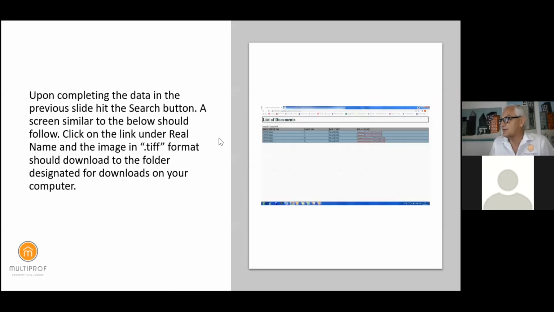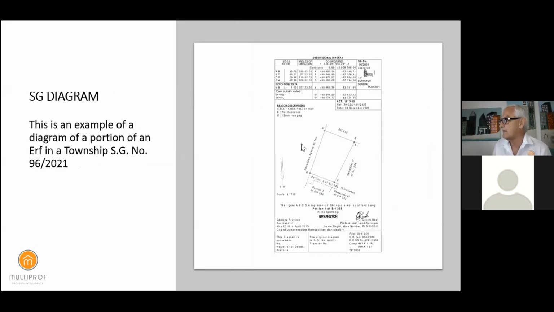And then it will come on completing the data in the previous slide. If you do the search button, a screen similar to below would follow, and then you can see which of these are applicable. Unfortunately, it will come in a TIFF format, so you should download to the folder designated for downloads on your computer, and make sure that you can open TIFF files on your computer. Now, this is an example of the SG diagram.